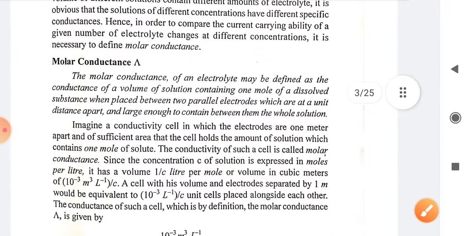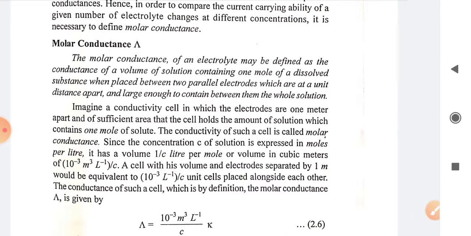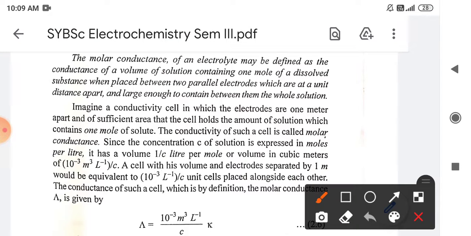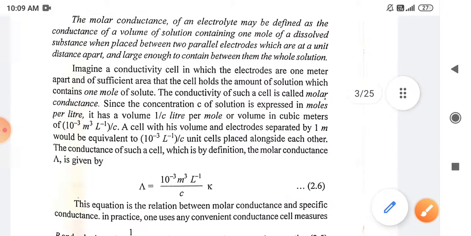Okay, so the next term is the molar conductance of an electrolyte. What do you mean by molar conductance? Let us see that. Now, the molar conductance of an electrolyte is simply related to the concentration term. It can be defined as the conductance of a volume of solution containing 1 mole of dissolved substance. So if we contain 1 mole of substance in the given volume, placed between parallel electrodes separated at unit distance, with a large amount of electrolyte flowing in between. Okay.